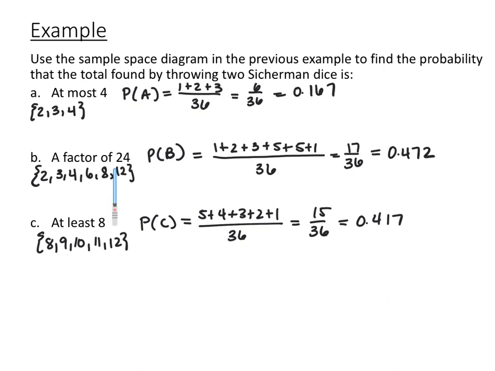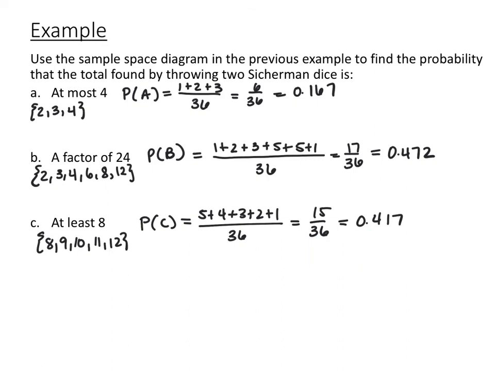A factor of 24 for part B, that would be 2, 3, 4, 6, 8, or 12. There are 17 ways you can add them up and get a factor of 24 out of 36 possibilities, and so you end up with 0.472. And then at least 8, so that would be 8, 9, 10, 11, or 12. There are 15 ways you can get at least 8 out of 36 possibilities, so you end up with 0.417.